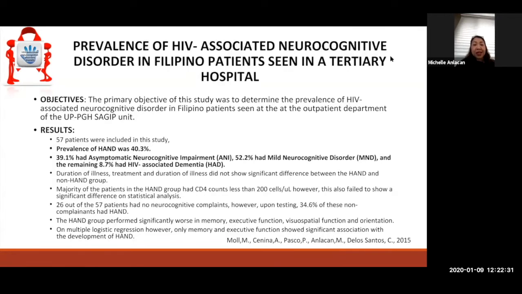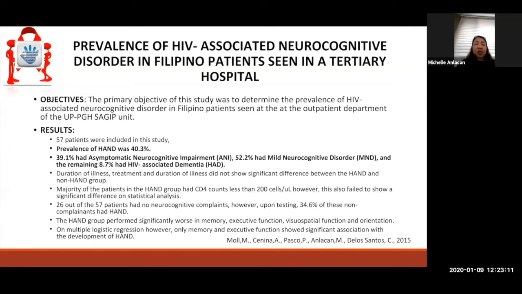So how about in a tertiary hospital in the Philippines? This was a study that we conducted in the University of the Philippines, Philippine General Hospital, where they get their medications monthly. We screened them for HIV-associated neurocognitive disorder, and the prevalence was pegged at 40%. Almost 40% of these were actually asymptomatic. We only got the neurocognitive impairment because we tested for them. Half of them only had mild neurocognitive disorder, and the remaining 8.7% already had HIV-associated dementia.